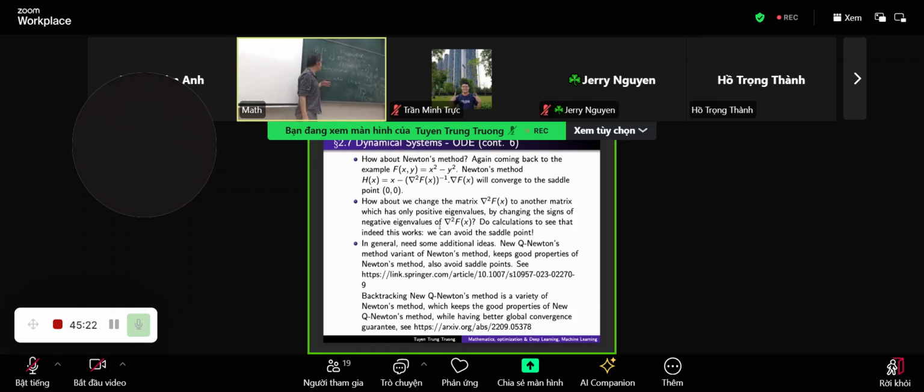But then if you want to do this for a general function, there are some difficulties. First, what if the Hessian has a 0 eigenvalue? It's not invertible, so you need to add something to make it invertible. And then there's also something more you need to do. But this is one of the main ideas: you change the eigenvalues from negative to positive. Then this modified Newton method will avoid such a point.